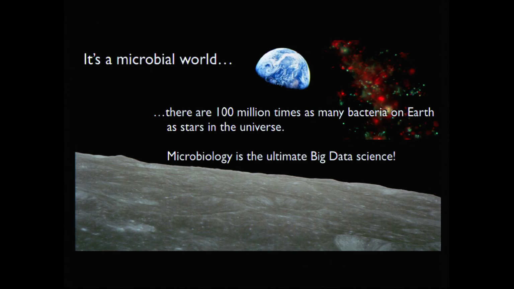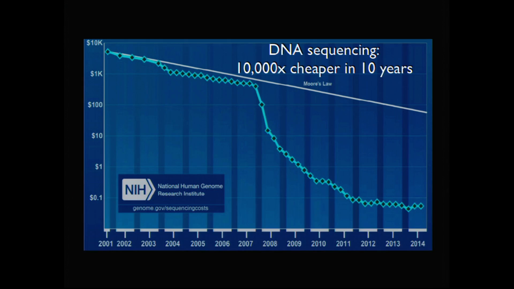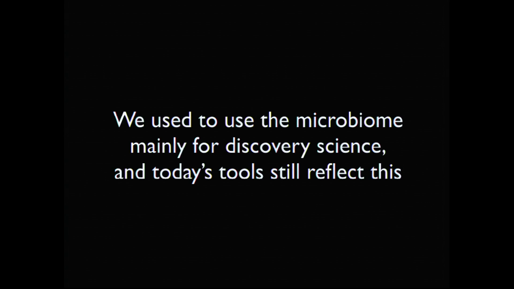So what this means is that in many ways, microbiology is the ultimate in big data science. And this has been driven by the decrease in cost in DNA sequencing, which has got 10,000 times cheaper in the last 10 years, about 1 million times cheaper in the last 15 years. Because you wouldn't pay $100 million to find out what's in your gut, unless you're Donald Trump or something, I guess. But you might pay $100 to find out what's in there.